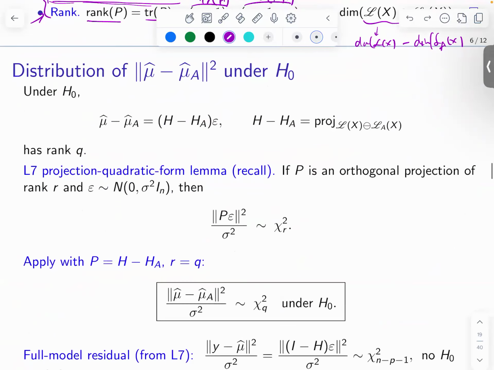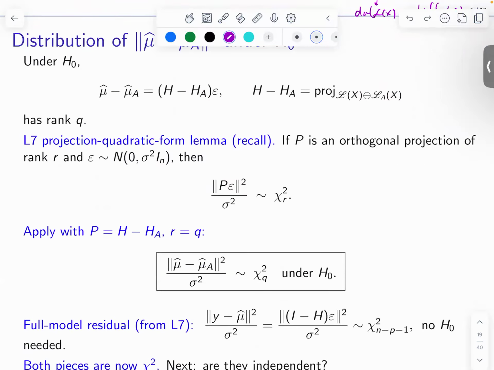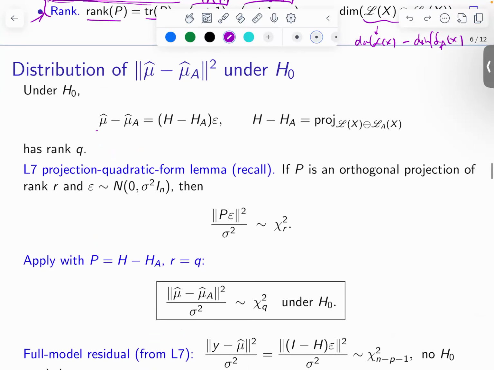Okay, I think we spent so much time on this. Now let's see how we can use this. Any question about that? This is how we can use it. So we saw that mu hat minus mu hat A is equal to H minus HA times epsilon. And I've now shown that this is a projection matrix of rank Q.